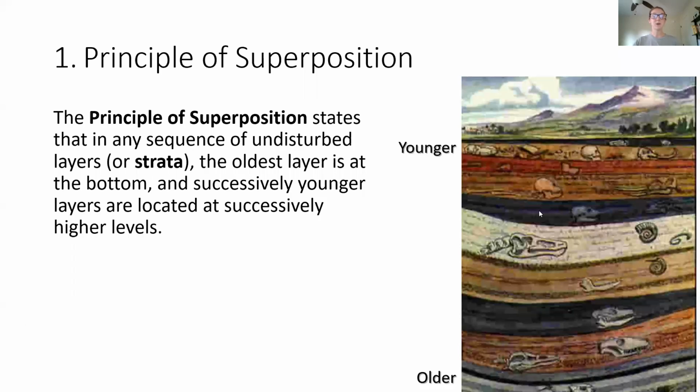Okay, so the first principle we are going to talk about is the principle of superposition. This just states that as layers are deposited on top of each other, the younger ones are deposited on top, covering up the older ones on the bottom, right? So any sequence of undisturbed rock layers, we call these rock layers strata, the oldest layer is on the bottom, and successively younger layers are located at higher and higher levels.